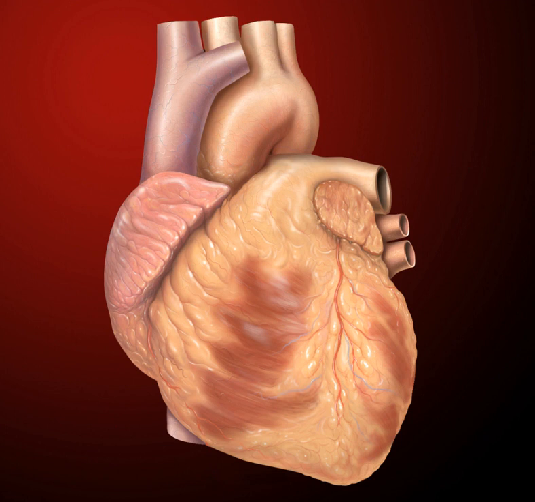Tetralogy of Fallot. Some congenital heart defects allow blood that is low in oxygen that would normally be returned to the lungs to instead be pumped back to the rest of the body. These are known as cyanotic congenital heart defects and are often more serious.